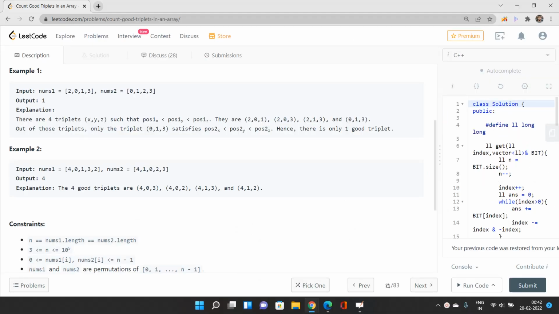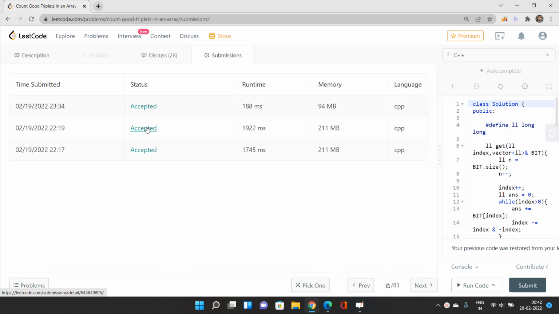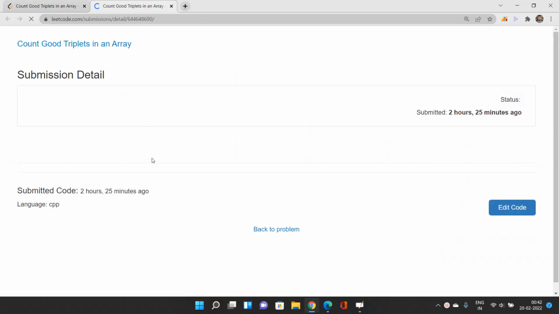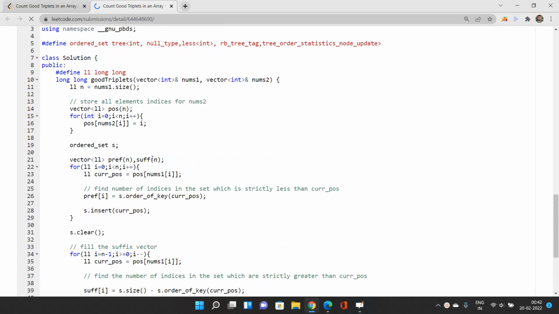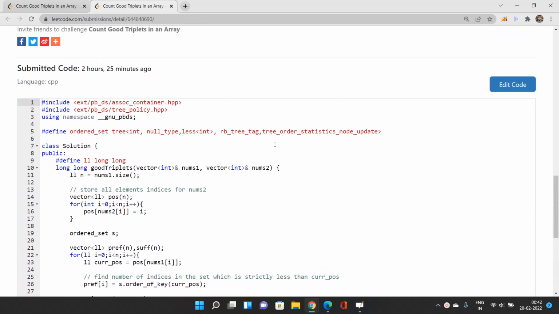So let's move on to the coding part. How will we do that? Okay, so first let me show you the ordered set code. Okay, so this is the thing that we need to include when we are working with the ordered set.